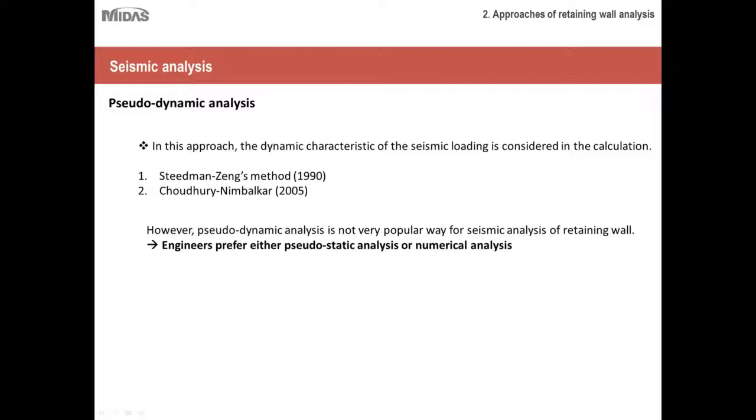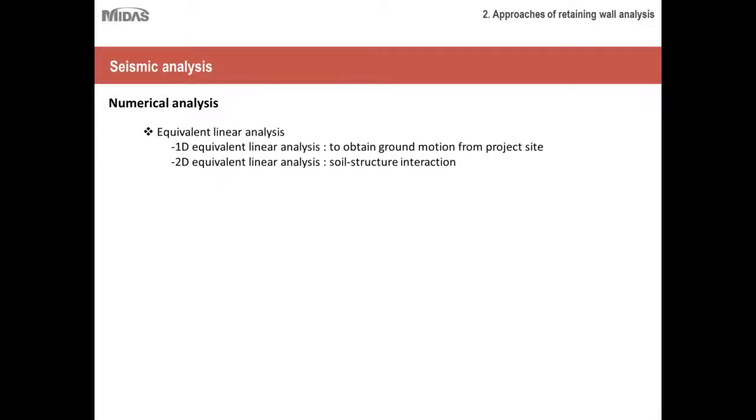So in a nutshell, engineers prefer either pseudo-static analysis or numerical analysis. So let's talk about numerical analysis and how it is applicable. Like I said, there are two main branches. First is equivalent linear analysis, and in equivalent linear analysis we have two divisions, 1D and 2D. Basically 1D equivalent linear analysis has no structural member in it, and I'm sure many of you must have already applied this method for seismic zones.